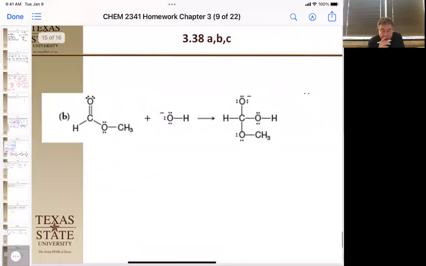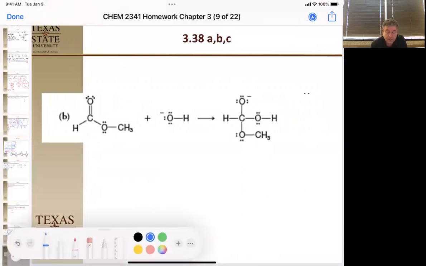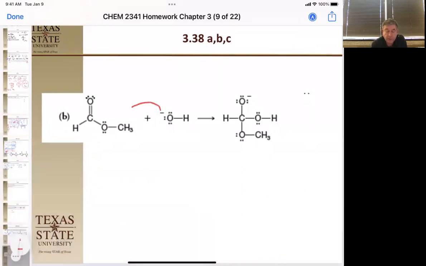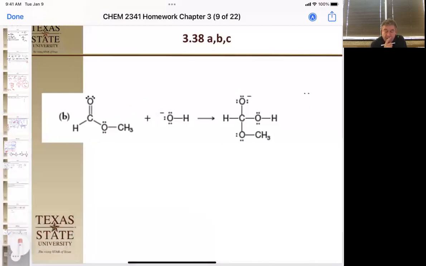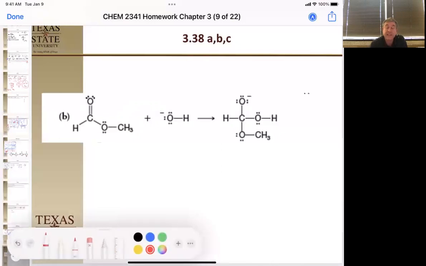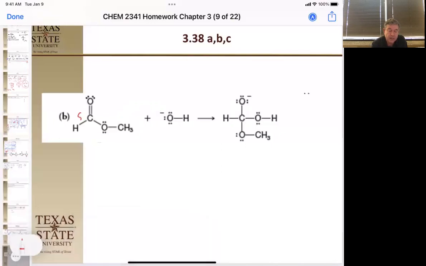Okay, we have a negative charge again. So that negative charge is going to go over here. Oh, we're not going to attack that hydrogen because there's no hydrogen there. So what's it going to attack? It has to go for something partially positive, right? Oh, wait, hold it. This is a polar bond. It has to go for something that's electron deficient. This side is partially positive and this side is partially negative. So I think it's going to attack there.